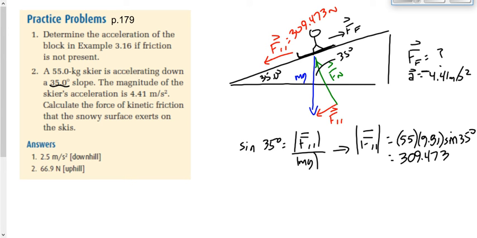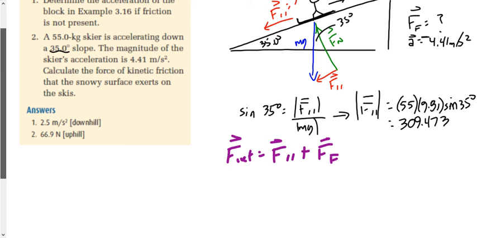All right, now what comes next? Right. Let's say F net is equal to the sum of the forces. We're going to say the sum of the forces is F parallel plus the force of friction. Let's replace F net with m times a. Mass is 55. Acceleration is negative 4.41, negative because it's down the hill. F parallel will be negative 309.473 because it's down the hill, plus the force of friction.